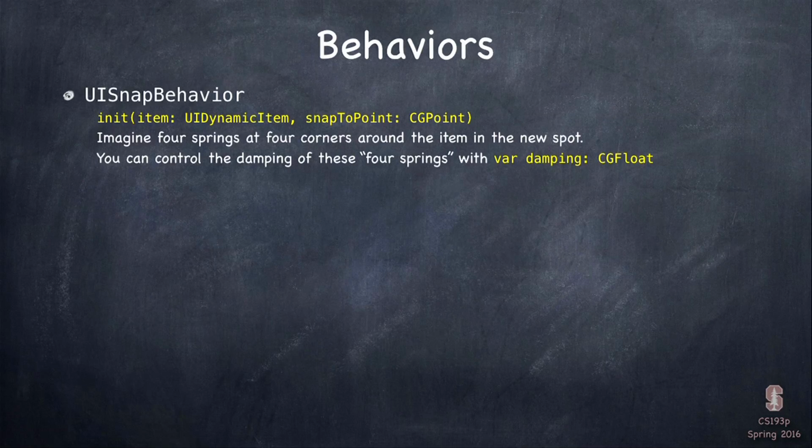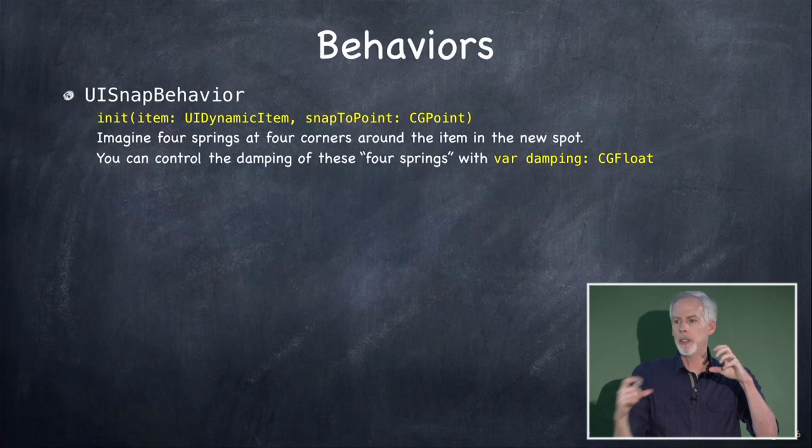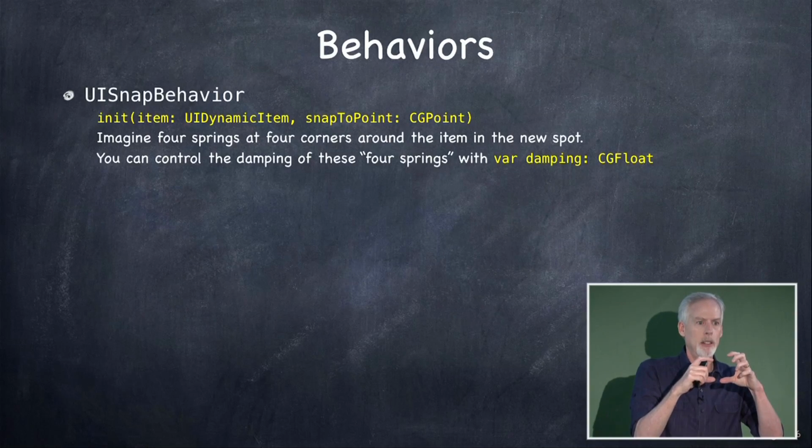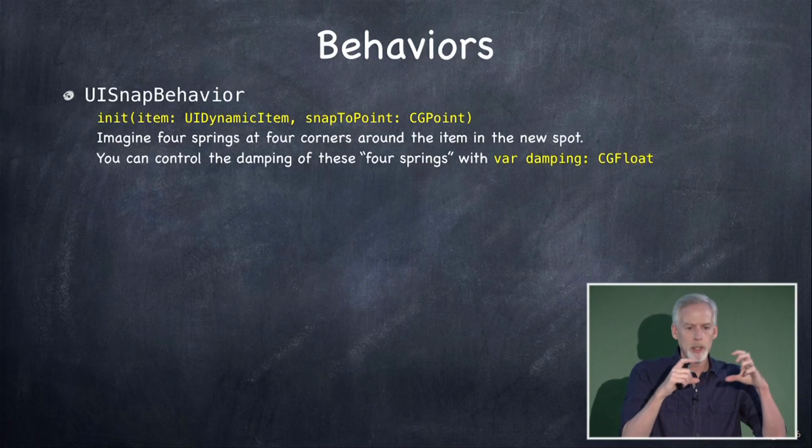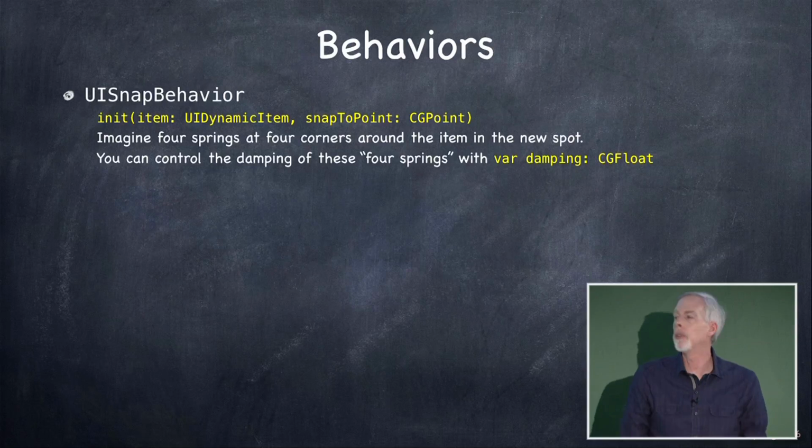Next behavior is snap behavior. This is how you move something to a new location. So you've got something sitting there and you want it to move over here. It's called snap behavior because it moves over there, but when it gets there, it's like it's attached with four springs to its corners, so that it gets there and kind of vibrates a little bit. It doesn't just slide up and stick. And you can say how much the springs are dampened, whether it really shakes when it gets there or just a slight shake, whatever.